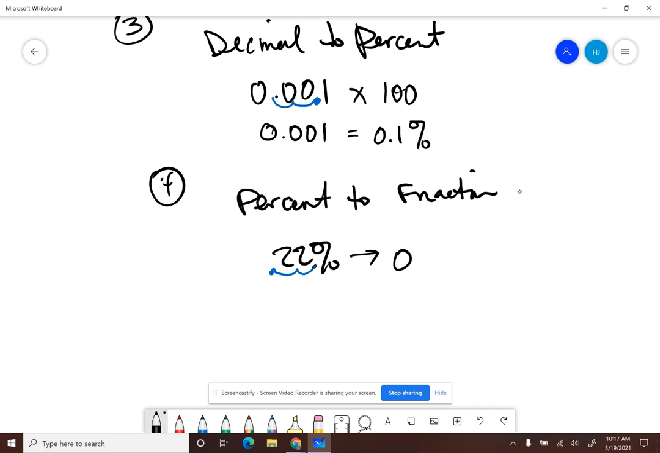So that would be 0.22, but how do I read that? I read that as 22/100ths, okay? So 22/100ths, now I've actually got it in fraction form. Now I just need to simplify it, and if you notice, both of these numbers end with even numbers, which means that these can be divisible by 2. 22 divided by 2 is 11, and 100 divided by 2 is 50. So this would be my final answer that I would have for that one.